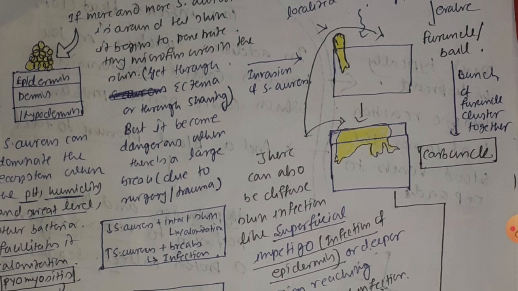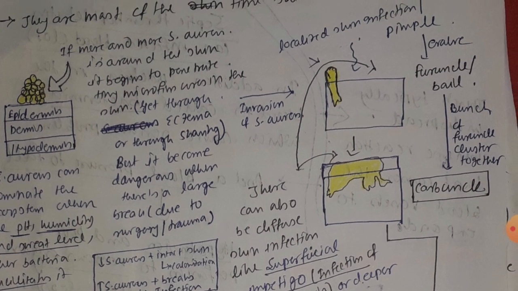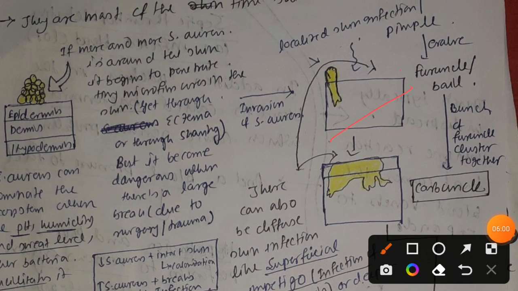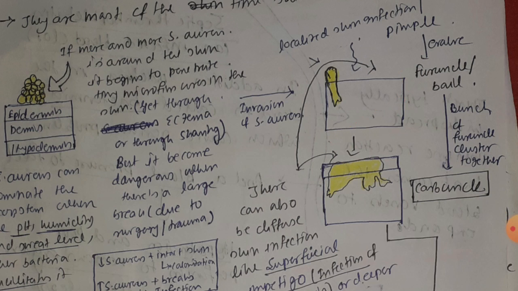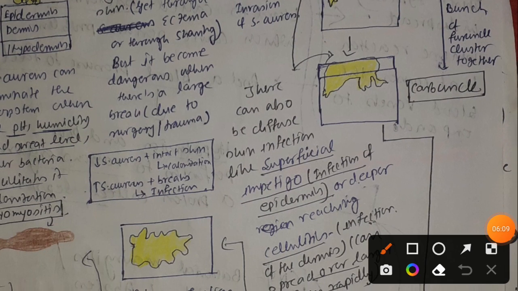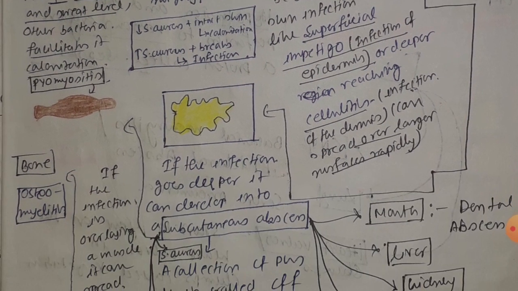Okay, now this pimple will evolve into a boil or furuncle. Now those furuncles or boils cluster together to form a carbuncle. And there can also be some diffuse skin infection such as superficial impetigo, that is infection of the skin, or deeper reaching cellulitis, that spreads through larger surfaces rapidly.